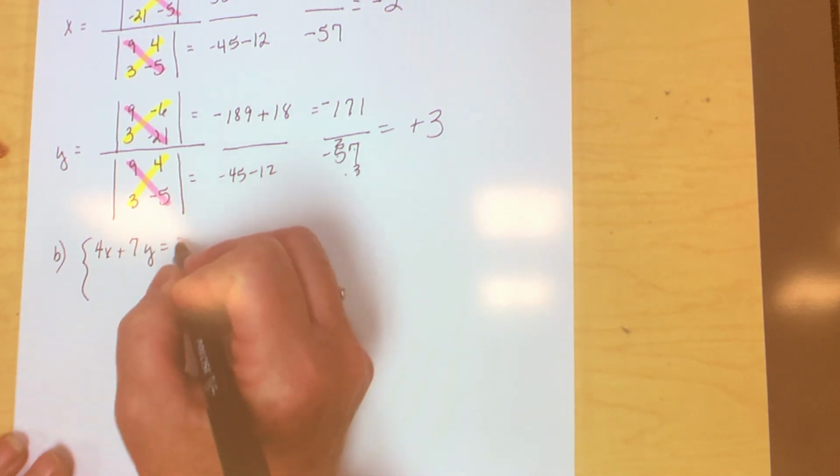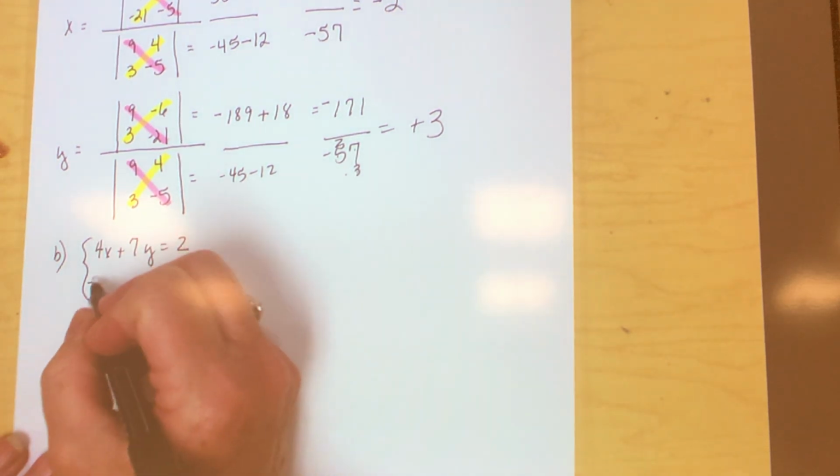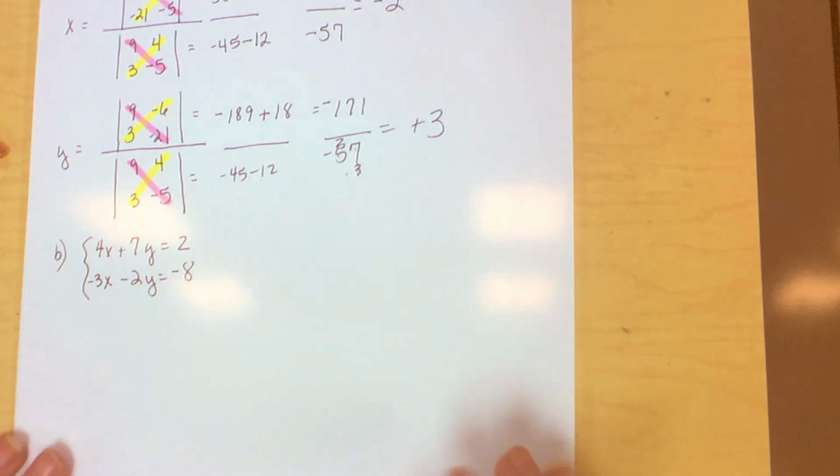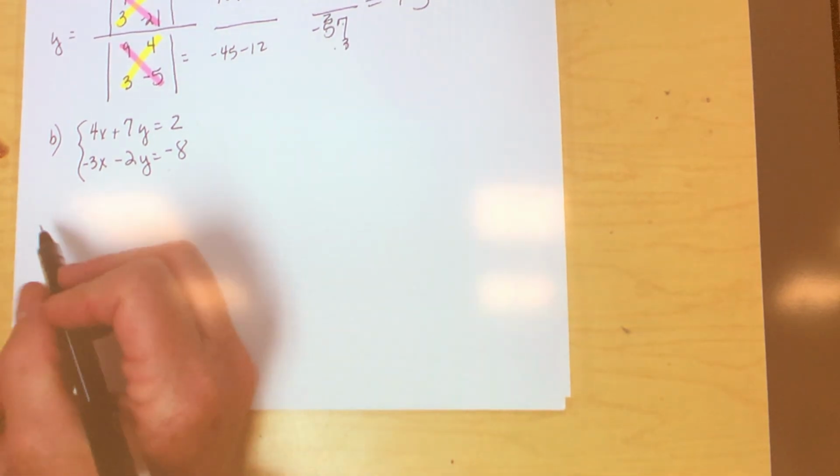4x plus 7y equals 2, and negative 3x minus 2y is equal to negative 8. I want you to find x and y.